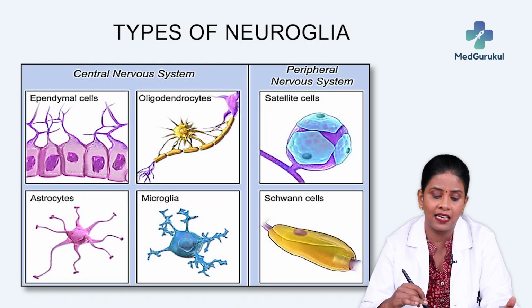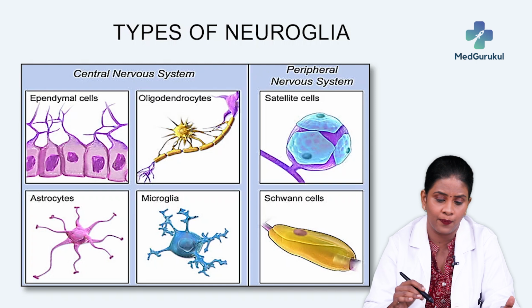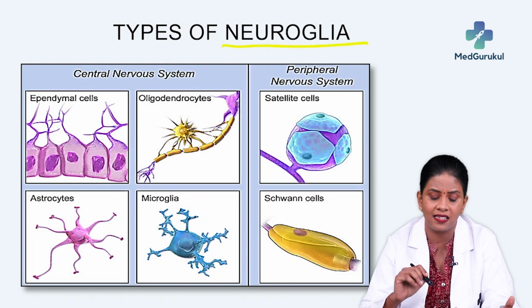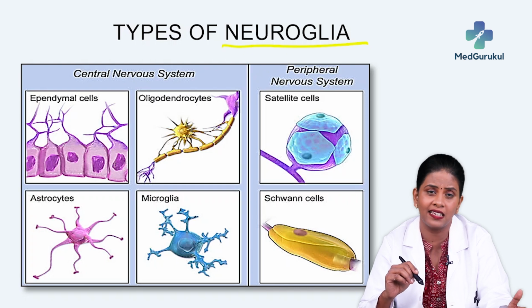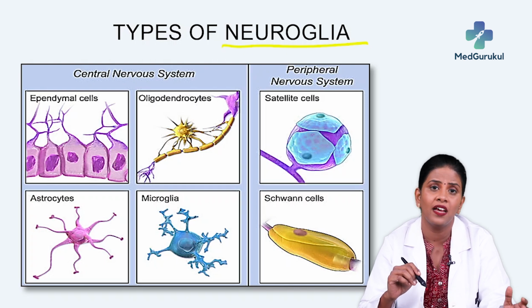Now, the next cells are neuroglial cells. So, these are neuroglial cells. As I said, what are these neuroglia? These are supporting cells. It just supports the nervous tissue and gives nourishment for the nervous tissue.